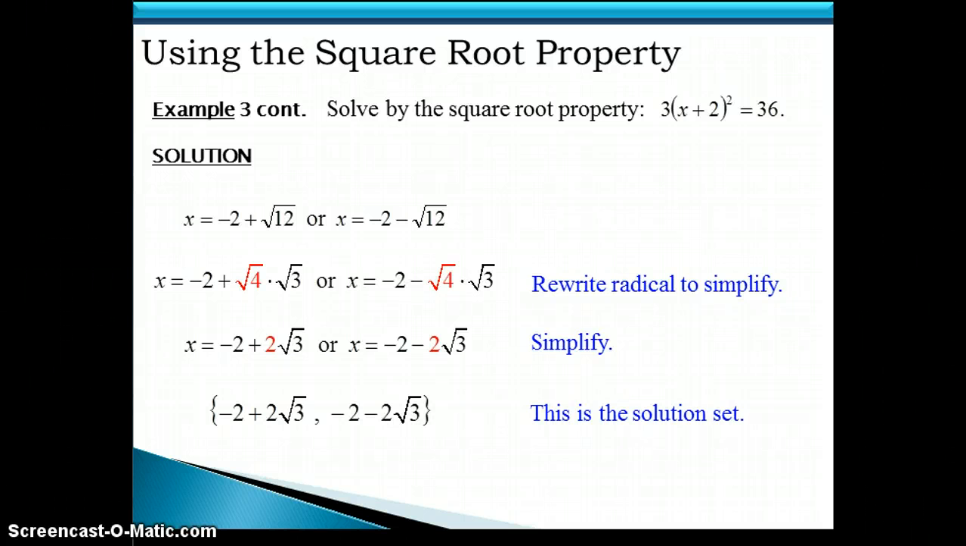So we put those inside the curly brackets separated by a comma. So again, our solutions are negative 2 plus 2 square roots of 3 and negative 2 minus 2 square roots of 3.